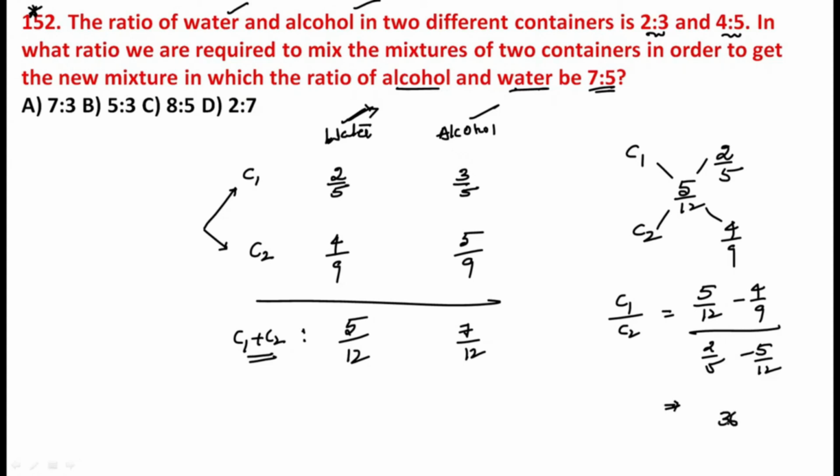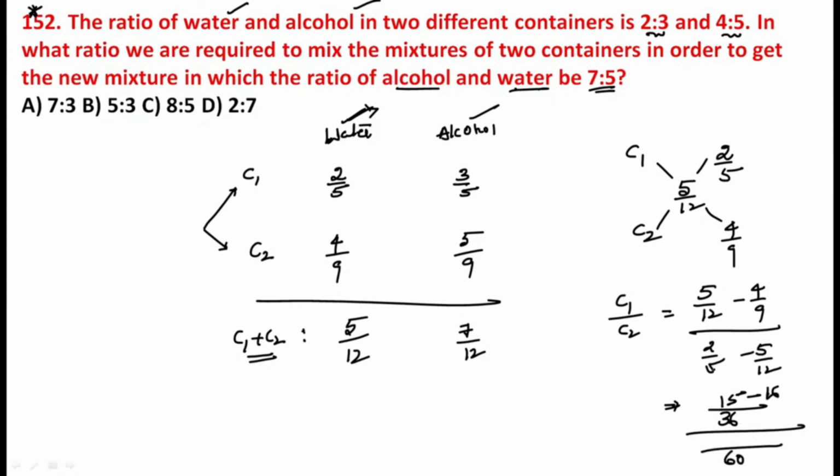Now here the LCM is 36. So 9 5s are 45. So 12 3s are 36, sorry, it's a 15. It's a 15 and a 16. In the same way, here the denominator value is equal to 60.